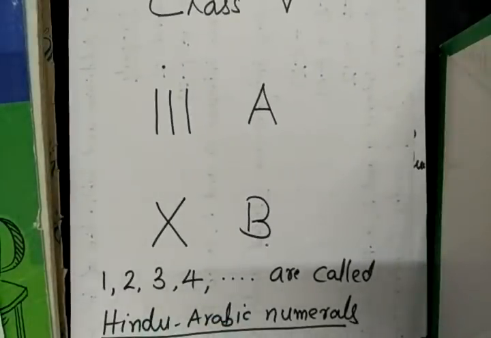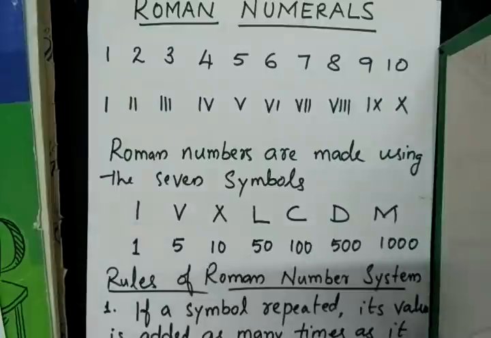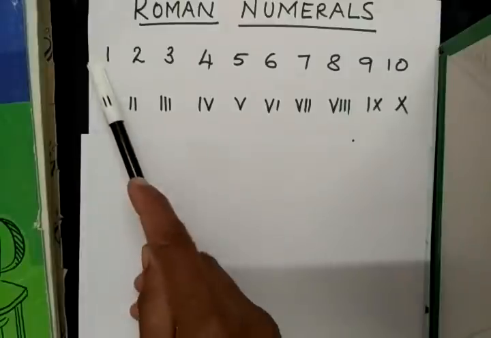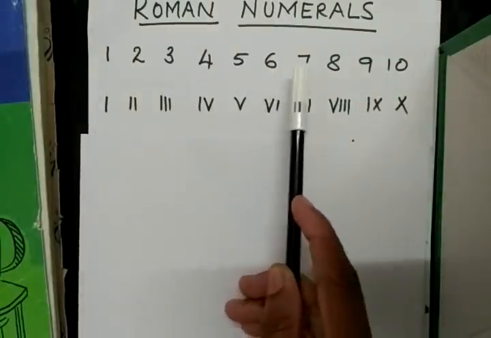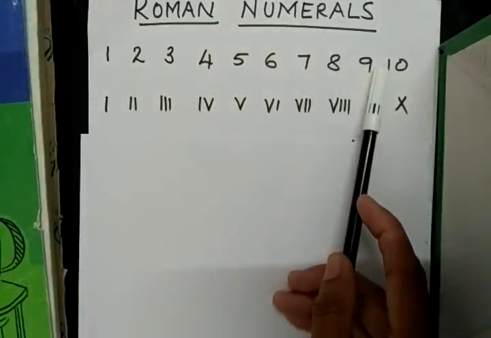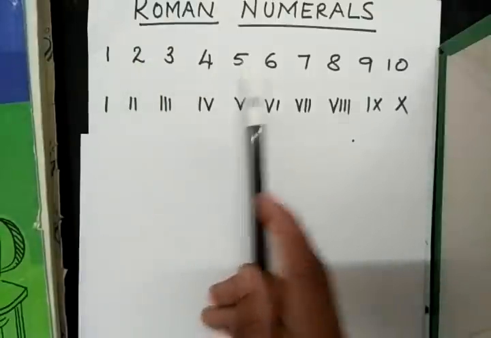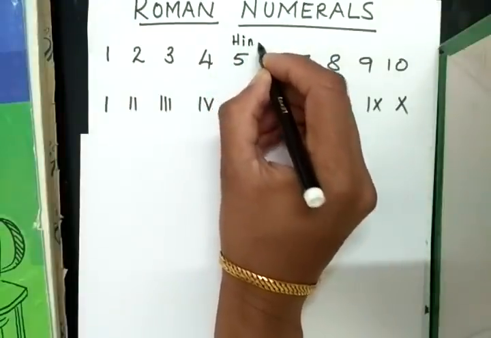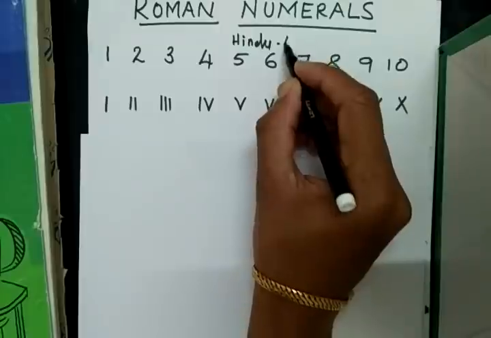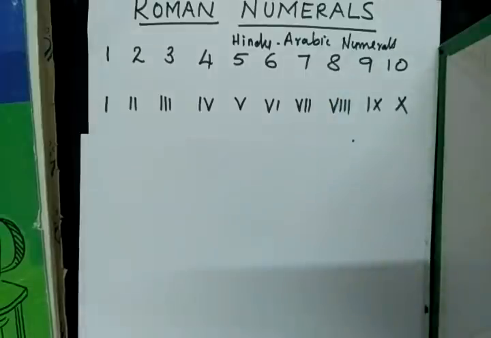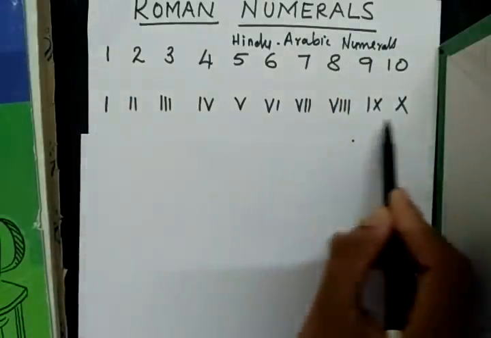Before that, let us see some of the numbers we have to write in Roman numbers. These are 1, 2, 3, 4, 5, 6, 7, 8, 9, 10. This system of numbers is called the Hindu-Arabic numerals. Okay, so now we represent this in Roman numerals.